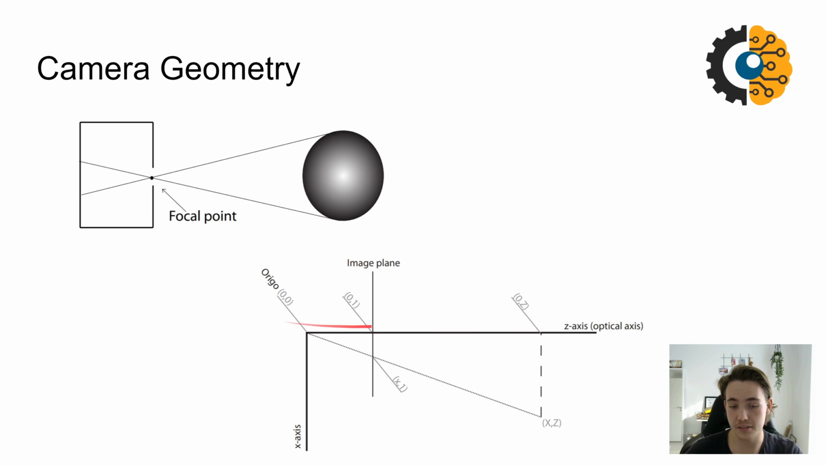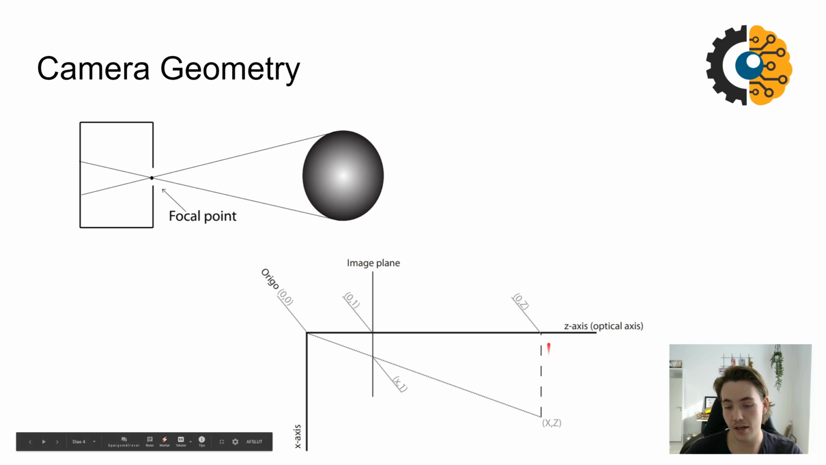So this is the zero value, or the middle point of a field of view. And then we can have this distance here from the center of the field of view to one of the boundaries of the field of view.